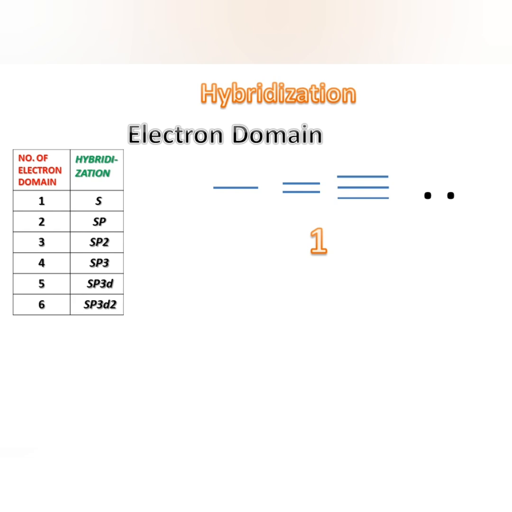Before we start with some examples, let's consider this table containing the number of electron domains against the hybridization. For an electron domain of 1, we have s hybridization. This is mostly for hydrogen atoms, which form 1 bond only. For an electron domain of 2, we have sp hybridization. And it goes on for 3, 4, 5, all the way to 6. For 6, we have sp3d2 hybridization.